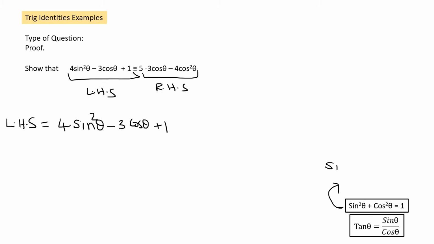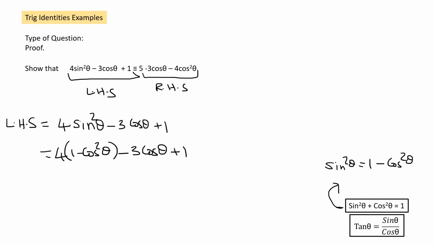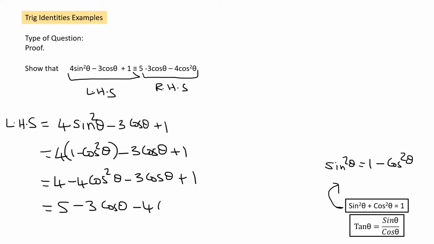Therefore, sin square theta equals 1 minus cos square theta. So instead of sin square theta, I'm going to replace it with 1 minus cos square theta, minus 3 cos theta plus 1. If you expand the bracket, it would be 4 minus 4 cos square theta minus 3 cos theta plus 1. So 4 plus 1 equals 5, minus 3 cos theta minus 4 cos square theta. This is equal to the right hand side. So this concludes the proof.